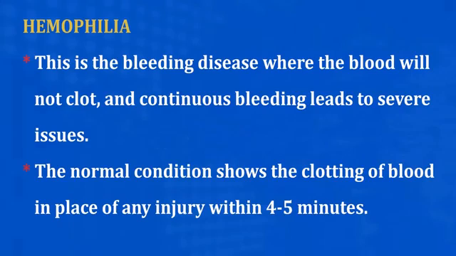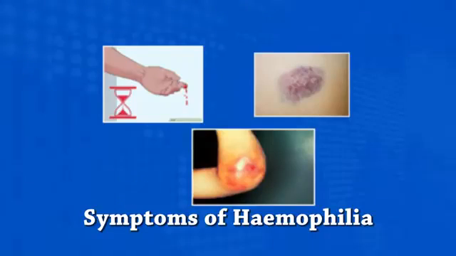Hemophilia. This is a bleeding disease where the blood will not clot and continuous bleeding leads to severe issues. The normal condition shows the clotting of blood in place of any injury within 4 to 5 minutes. In the case of hemophilia, bleeding occurs continuously and the individuals mainly lack the clotting factors essential for blood clotting.